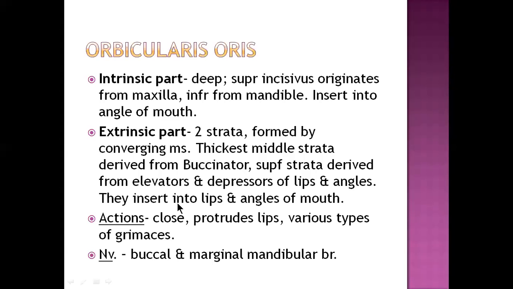Now, the action of these muscles, what do they do? You can close the lips like this. You can protrude the lips as in a whistle. You can do a whistling, isn't it? You can protrude the lips, and you can do some grimaces as well. Various types of grimaces you can make by the action of the orbicularis oris muscle. So it is supplied by the buccal and the marginal mandibular.